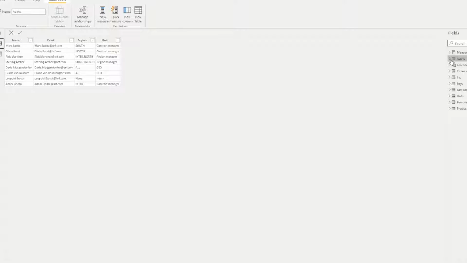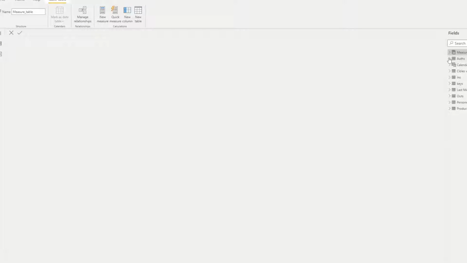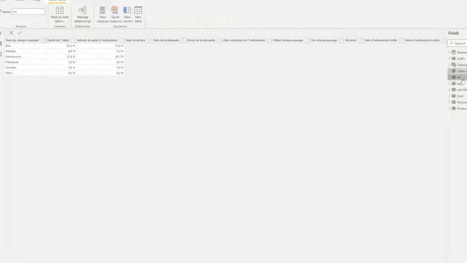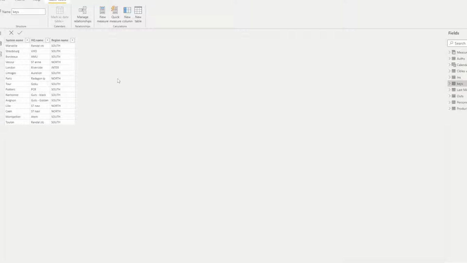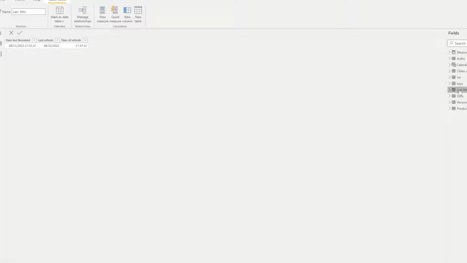What else could we showcase before we're done with this quick video? Your measure table is pretty big, but let's not get into that. Those are the base tables, the keys. So this is the example of all the region names and their impact on different headquarters and systems.